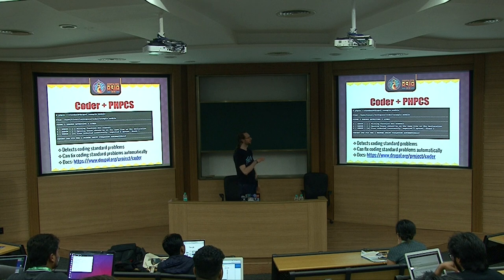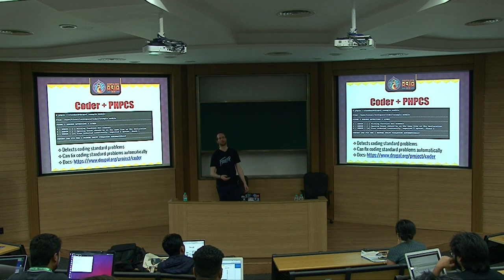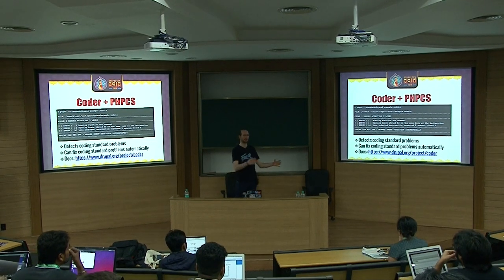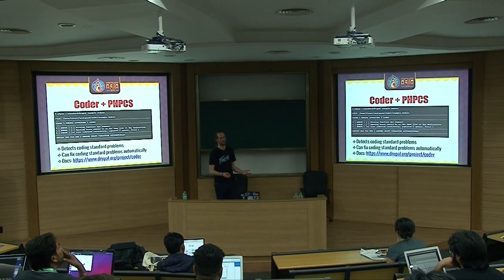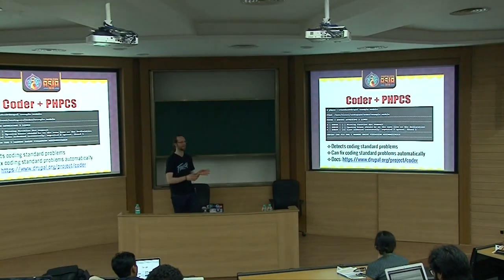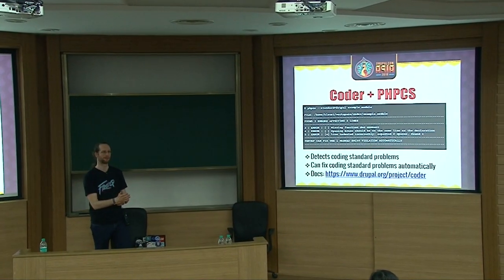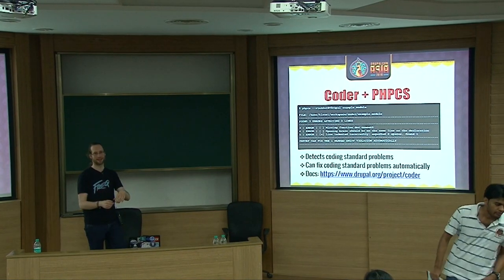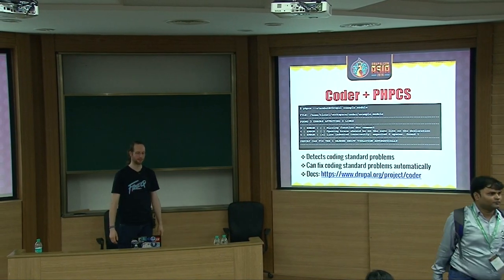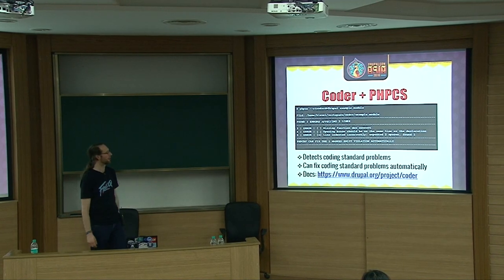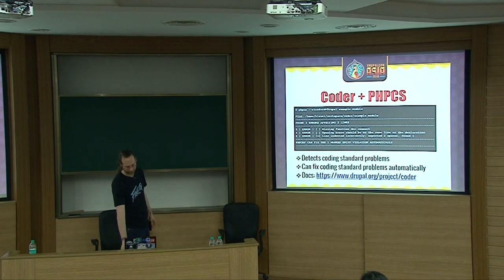Coder and PHP CodeSniffer come with a second command which can automatically fix your coding standards. This is really nice if you have some old legacy code that's hard to read because it uses tabs instead of spaces. Then you can just run this PHP Code Beautifier over it, and it will at least fix that, so the code is much more readable. This all lives in the Coder project on Drupal.org, so I recommend you check that out.